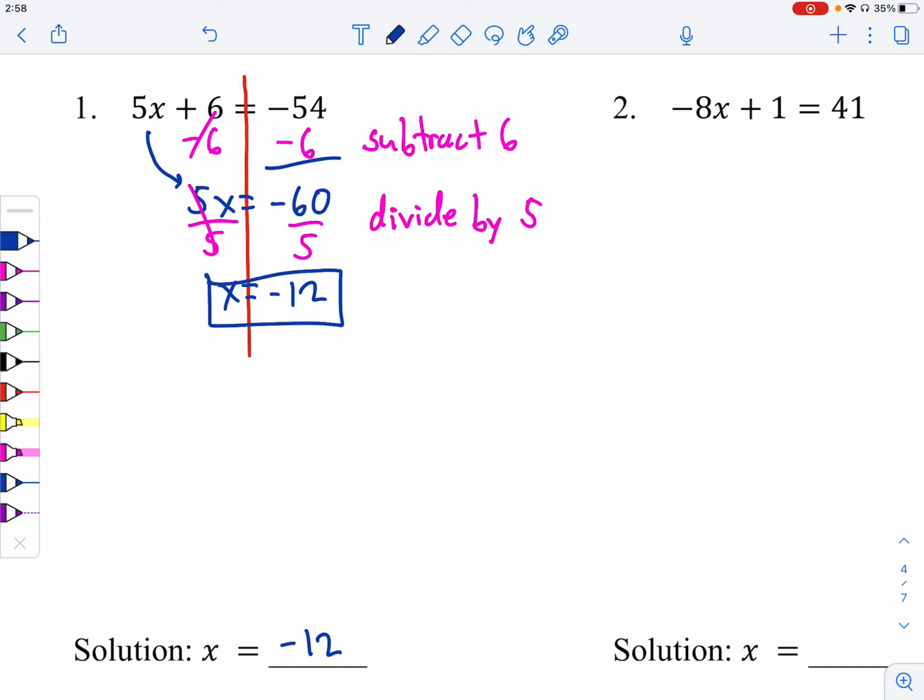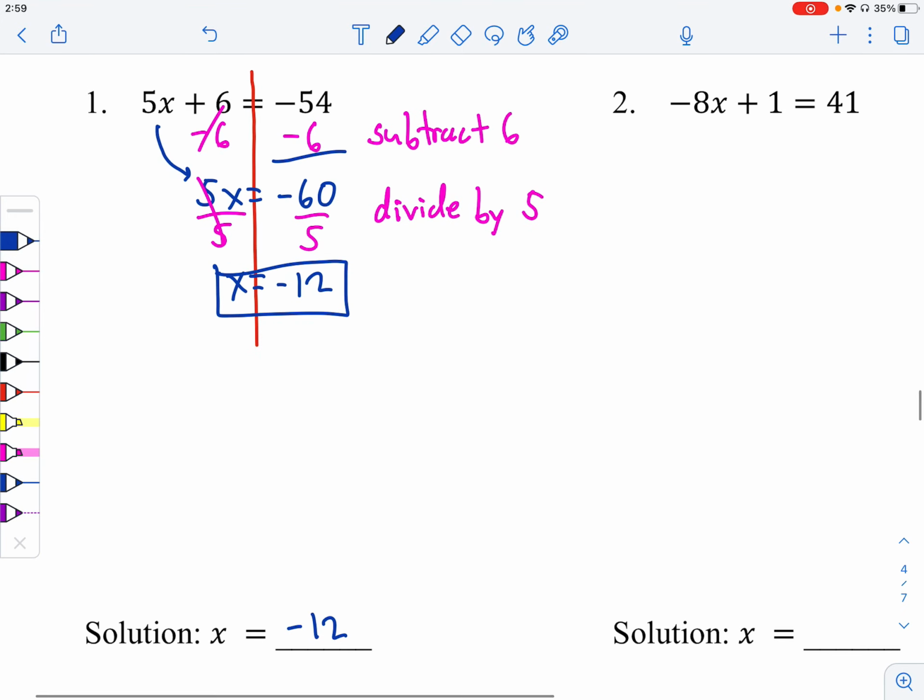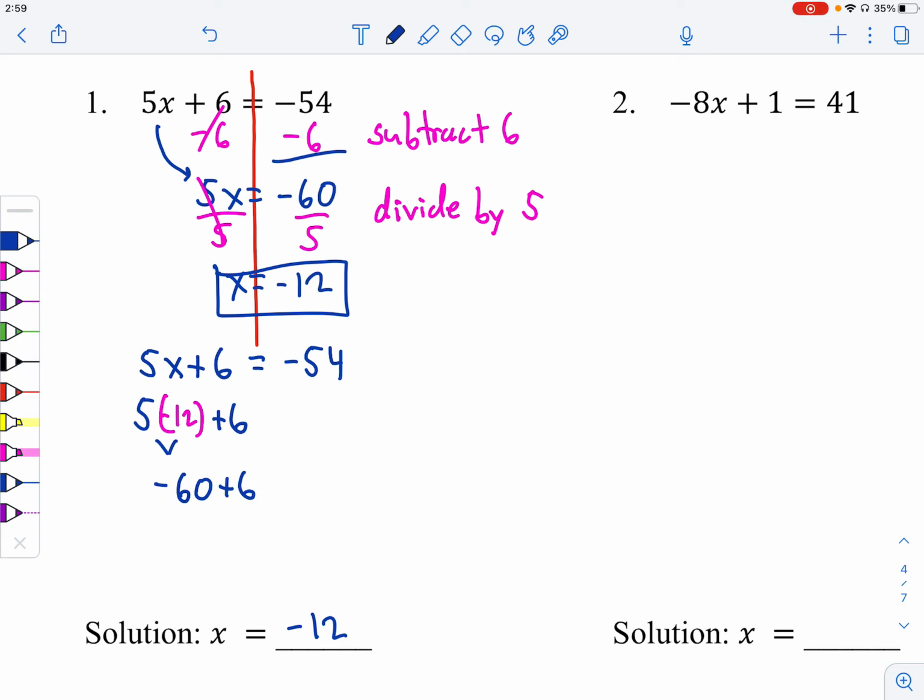Okay, and we can see that this is true because if we substitute it into our original equation, it will be true, right? So if we do 5 times our -12, we substitute it, plus 6. 5 times -12, -60, plus 6 is -54, which is equal, right? So they both should be equal values right there. So this is check. That is equal. So that works. So x equals -12.